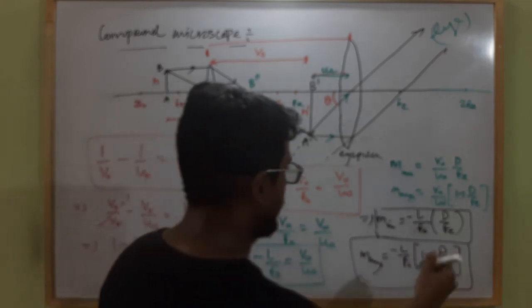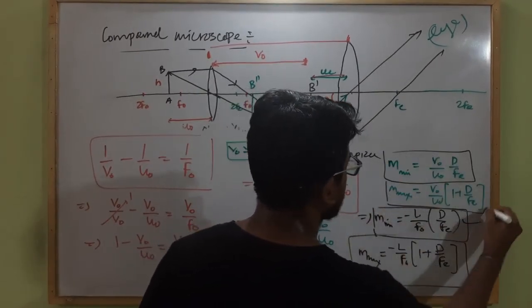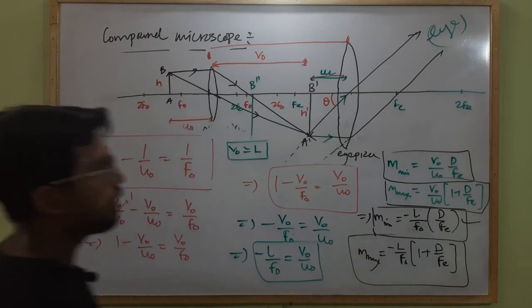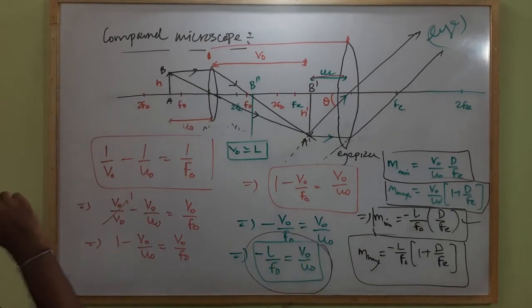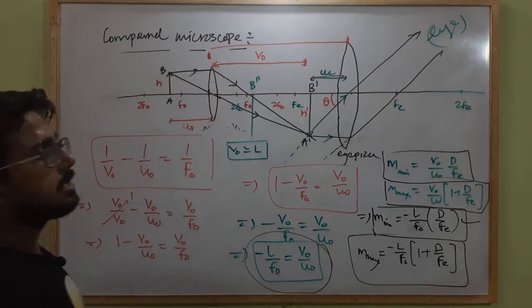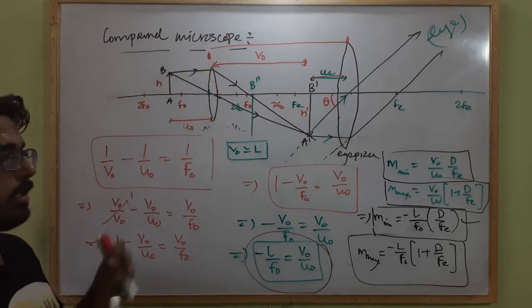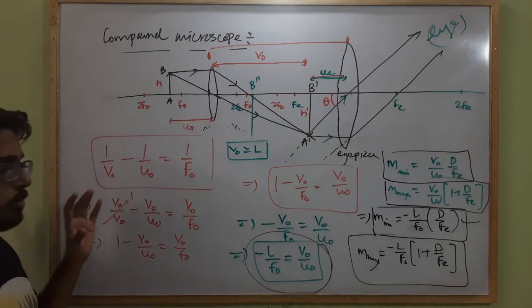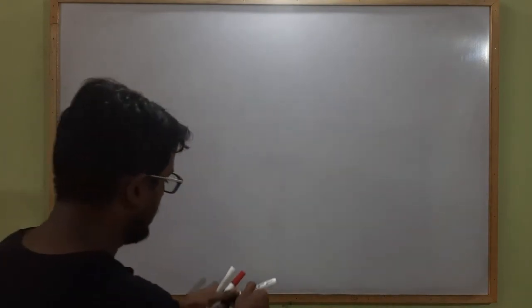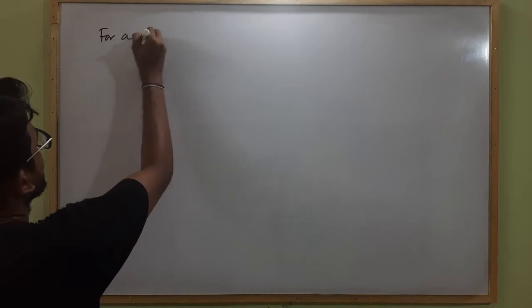So you have to remember this formula. This is the formula in terms of object and image distance. Okay, so these 4 formulas are important and you have to remember this relation also. Clear? And in general, what is L? L is tube length, which is V naught plus UE. Clear? So this is all about the compound microscope. So now let's do a numerical for a given compound microscope.